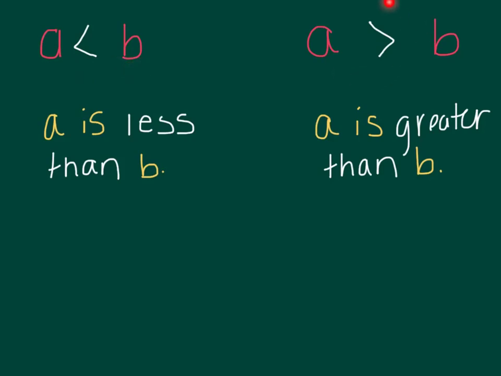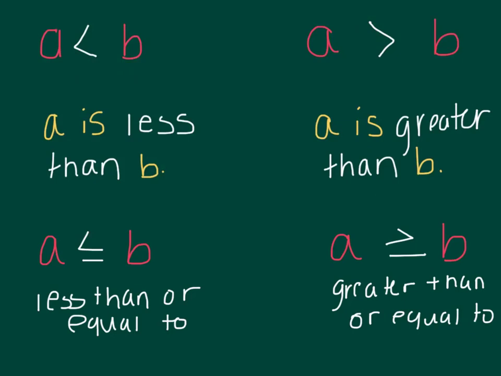And the greater than symbol. A is greater than B. A good way to remember greater than is the bigger side faces the bigger number. You can also have the less than or equal to symbol or the greater than or equal to symbol.